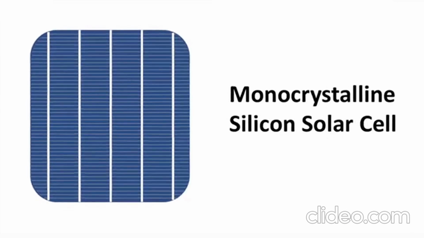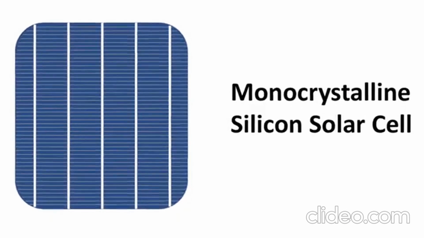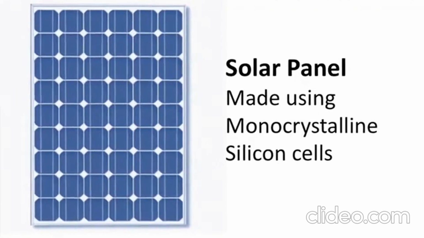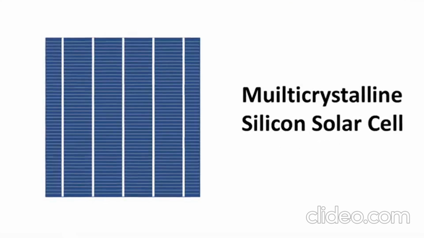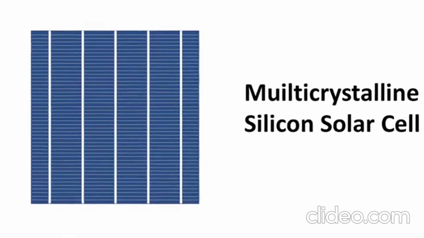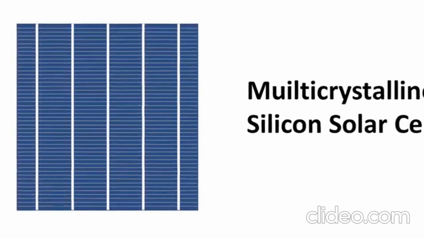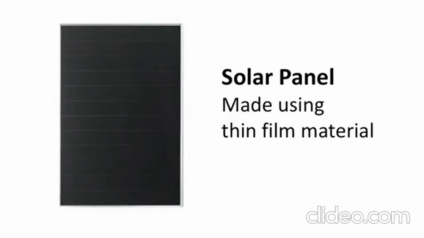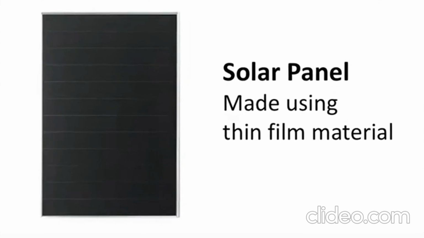In silicon based technology, there are two types. One is the monocrystalline solar cell based technology, where the solar cell looks a little bit rounded at the corners, and the other is multicrystalline silicon solar cell technology, where the solar cell looks like a perfect square or rectangle. Another category is thin film technology, where the solar cell can be of any shape and size.